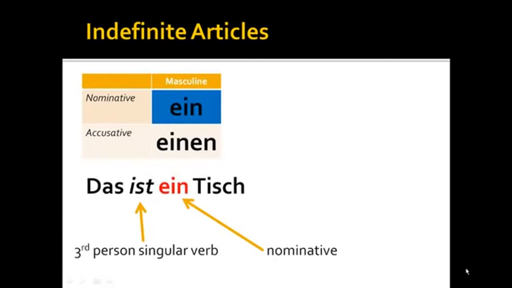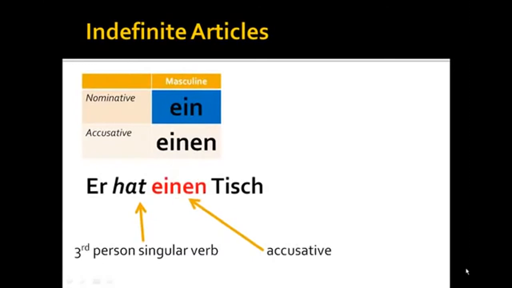Now, I want to take this noun and move it into an accusative environment. To do that, I'm going to introduce a person who actually does something in the sentence, and that's going to be the pronoun er. Er hat, he has. Well, what does he have? Something receives the action of being had, that is a table. Therefore, this table now is going to be in the accusative environment, since it receives the action of being had. Now, I'm going to reflect this change. I need to use the accusative masculine form of the indefinite article, einen. It changes from nominative to accusative.